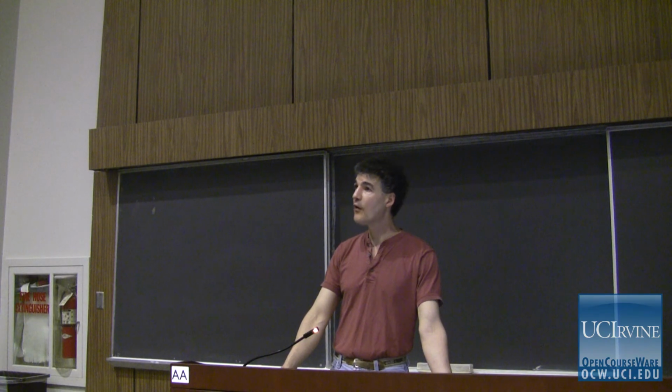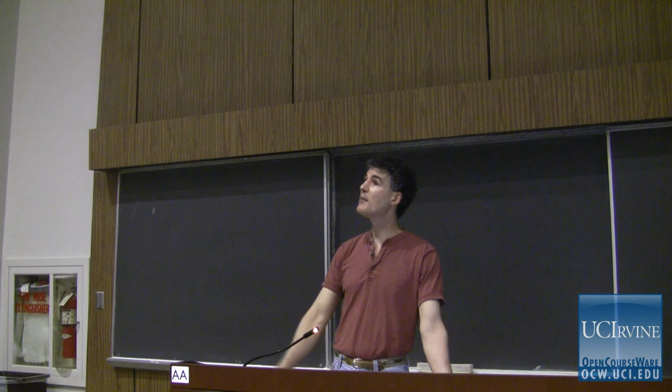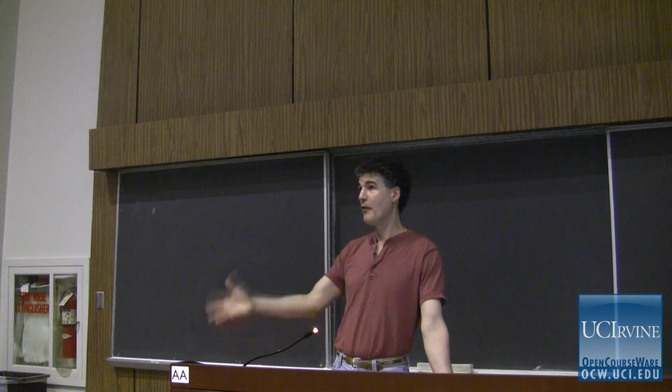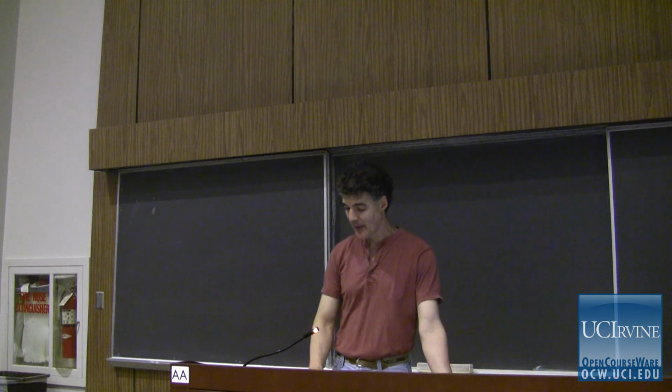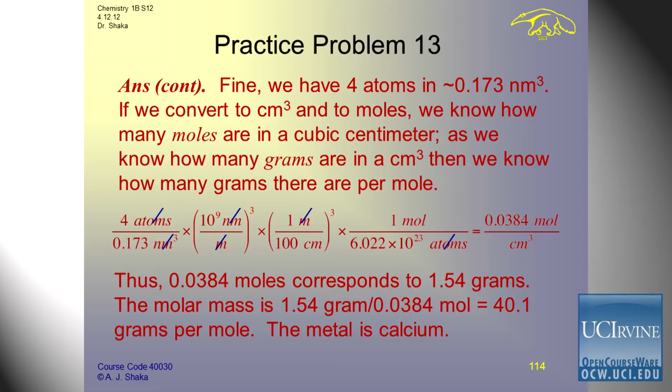I know it has 4 of these soft reactive atoms in it because it's face-centered cubic. Therefore, I know how many moles there are per cubic nanometer. Because I have 4 atoms, that's a certain number of moles. It's very tiny, but I'm going to convert that. Okay, 4 atoms in 0.173 cubic nanometers. Convert to centimeters cubed, and then to moles. And we know how many moles are in a cubic centimeter.